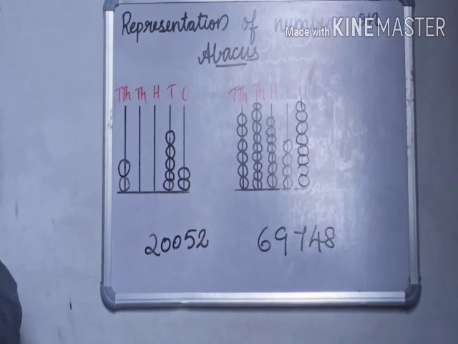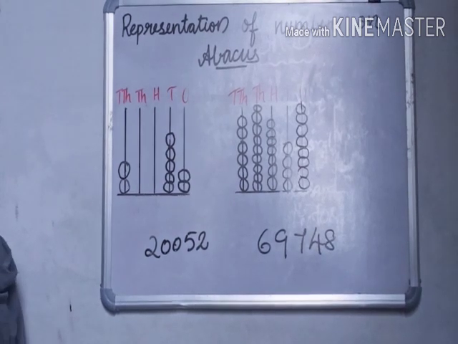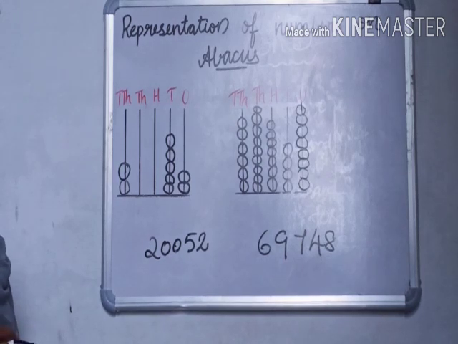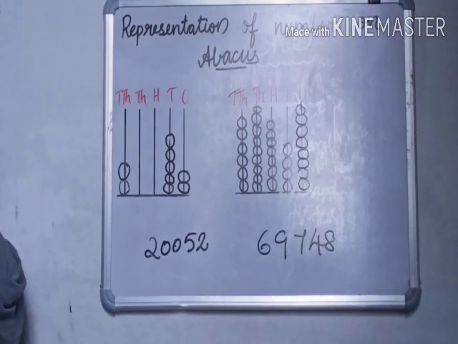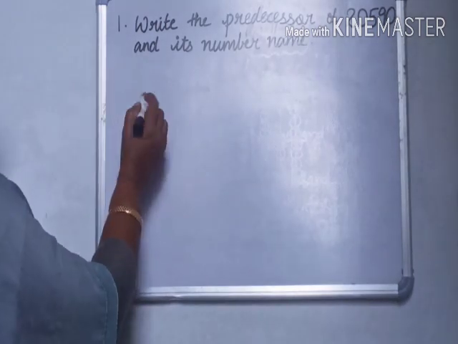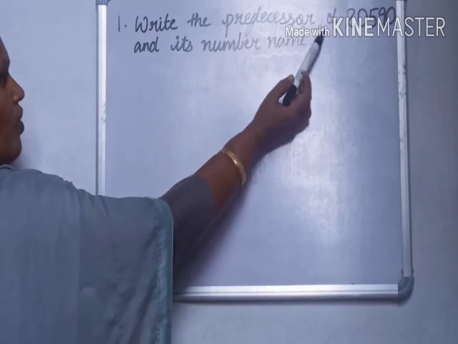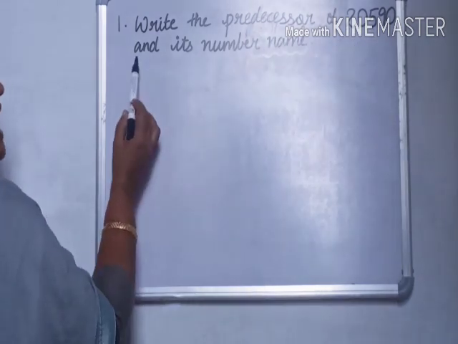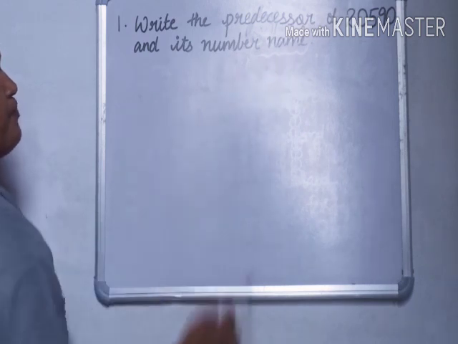Understood all of you? There is an activity in textbook page number 83. Quick check. All of you do that activity in your textbook. All of you take notebook and write this question in your notebook. Write the predecessor of 20,590 and its number name.